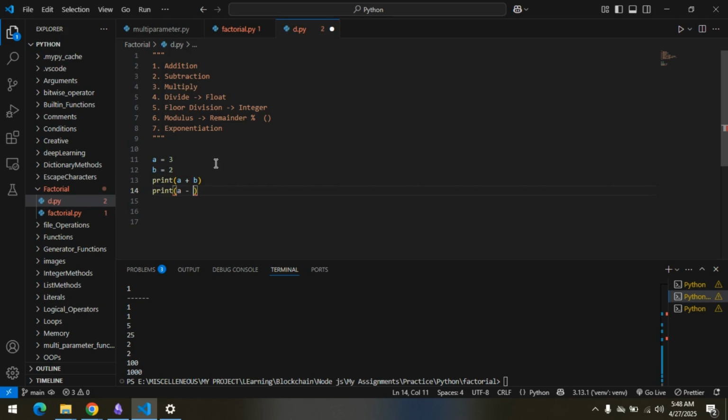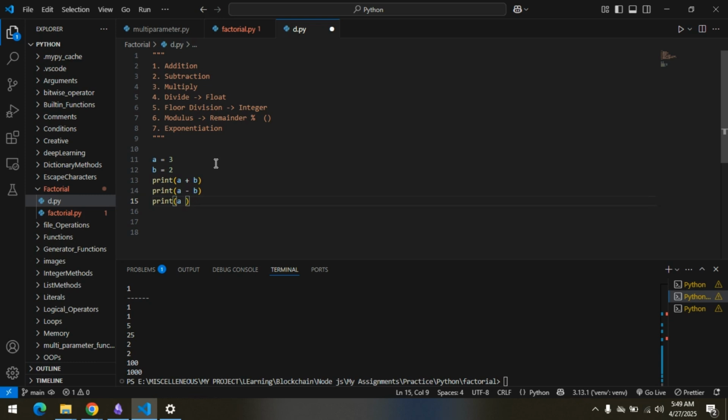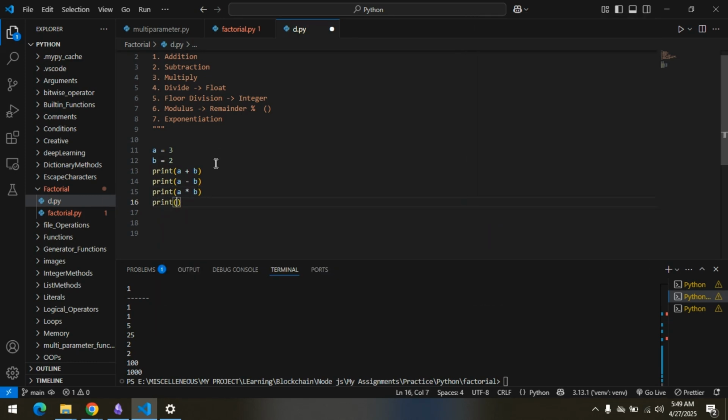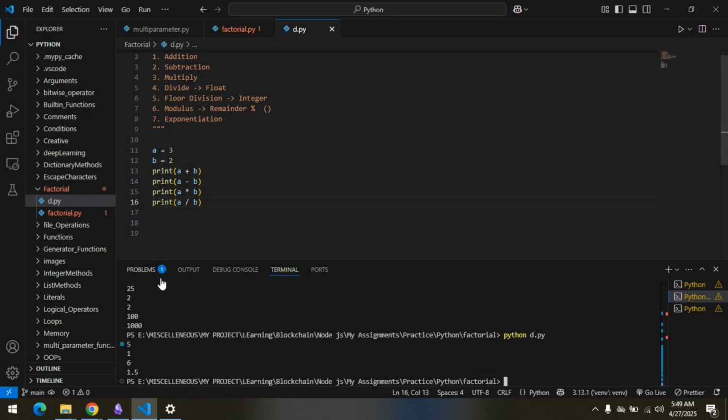They're not so difficult. If you want to multiply, you press Shift and 8 for the asterisk, B, and then if you want to divide, there's a thing I'm going to tell you about divide, but let's just get the answer. Let's see what the output is. A plus B, 5. A minus B, 1. A into B, 3 into 2 is 6. A divided by B is 1.5.